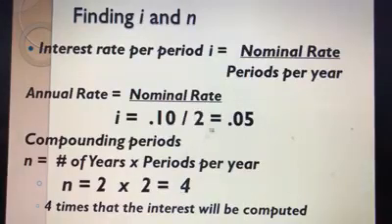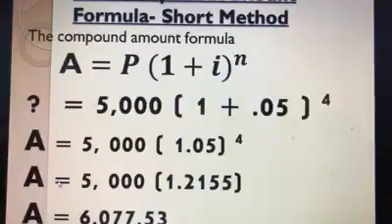Again, the periods you use here will be the period that you're going to use in computing for the value of N. So with that, we have already the value of I and the value of N. Afterwards, we could now proceed with our formula by substituting what we have computed with the given formula. We have 5,000 as the P, 1 is constant, I is 0.05, and N is equal to 4.